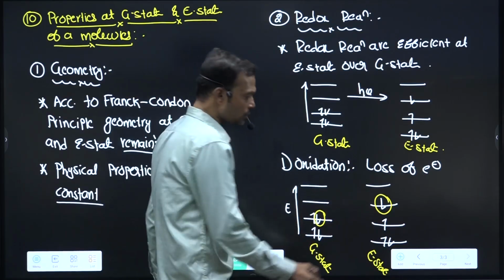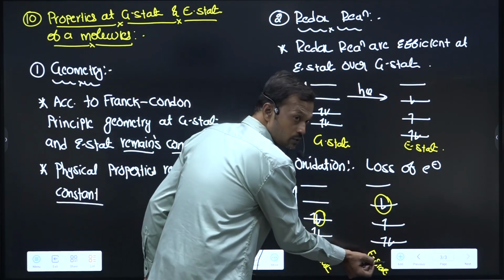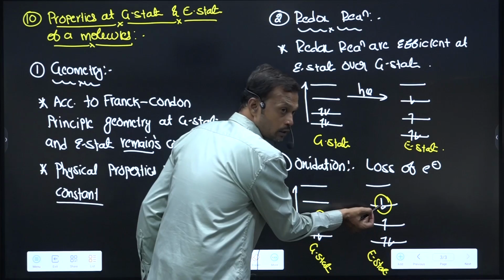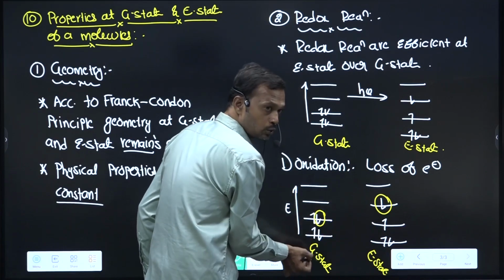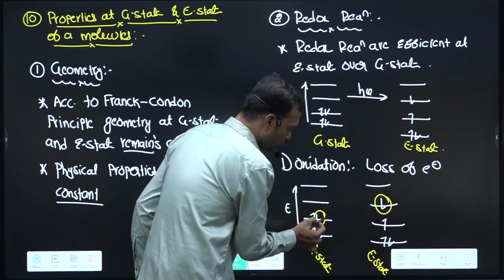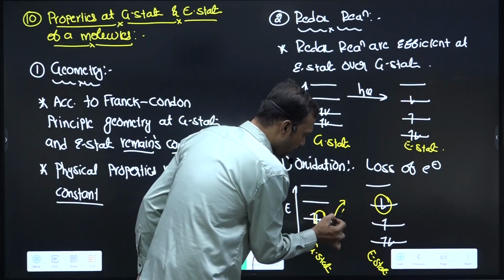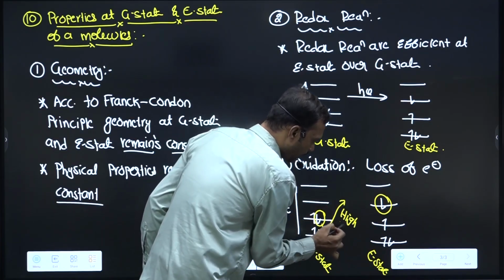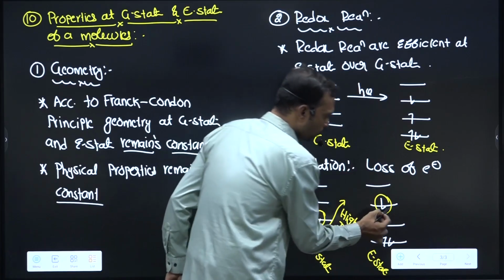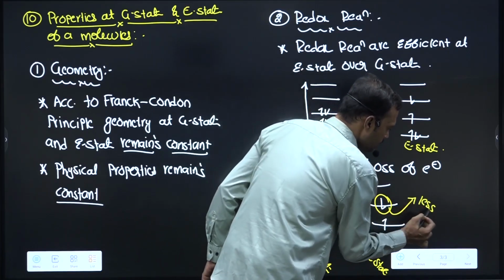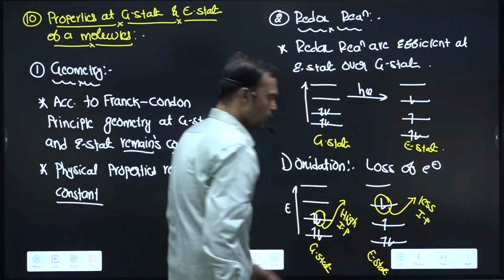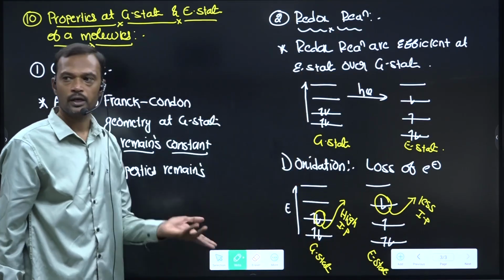This one is very easy because this electron is far away from the nucleus and it is an unpaired electron. Here it is very close to the nucleus and it is a paired arrangement. So removing this electron requires high ionization energy. Removing this electron requires less ionization energy. So which will undergo faster oxidation? Excited state.